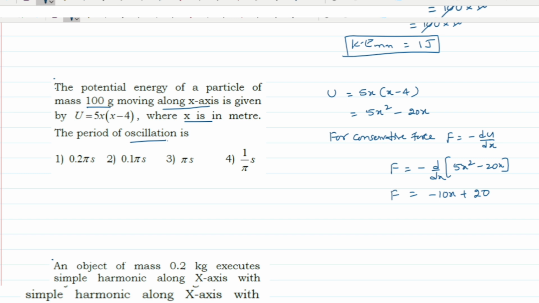Now you can simplify this. F equal to minus 10 when you take it common, x minus 2. So it's nothing but F equal to minus kx. So the time period of oscillation formula is T equal to 2 pi into root over m by k. It's nothing but 2 pi into root of the mass, given as 100 gram, which is 100 into 10 power minus 3 kg, by k, which we got as 10.